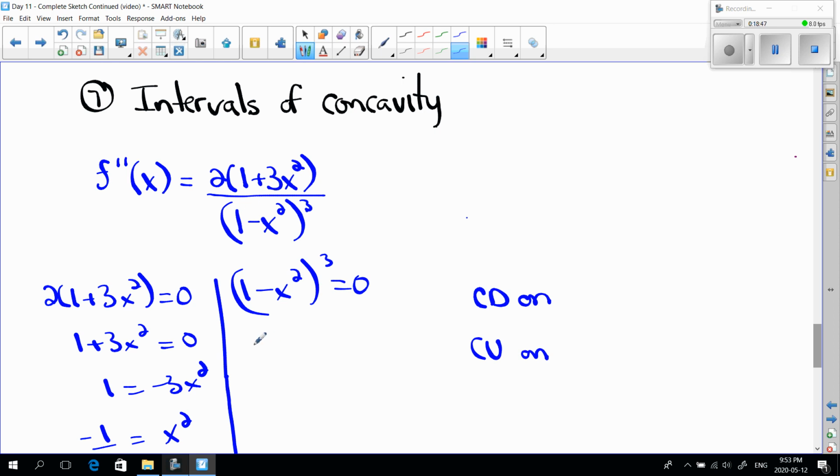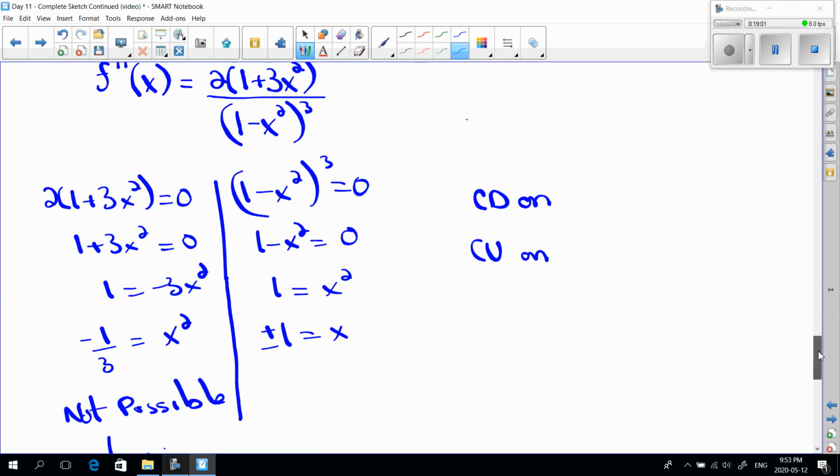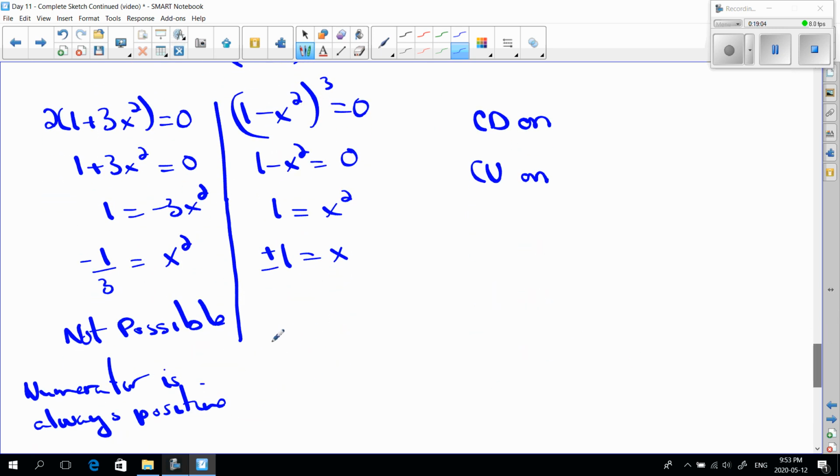The denominator, however, should work out no problem. Take the cubed root of both sides. The cubed root of 0 would be 0. Add x squared to both sides. Take the square root of both sides, and we get x equal to plus or minus 1. So my critical values are x equals -1 and +1.